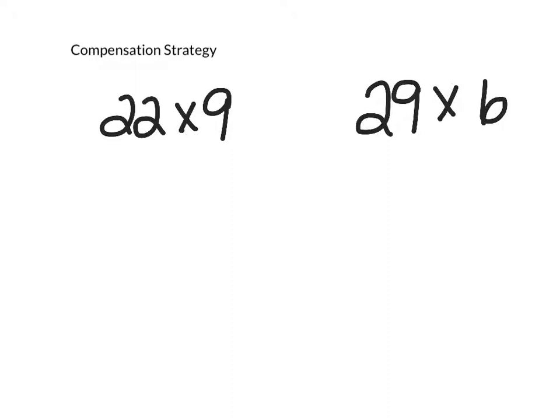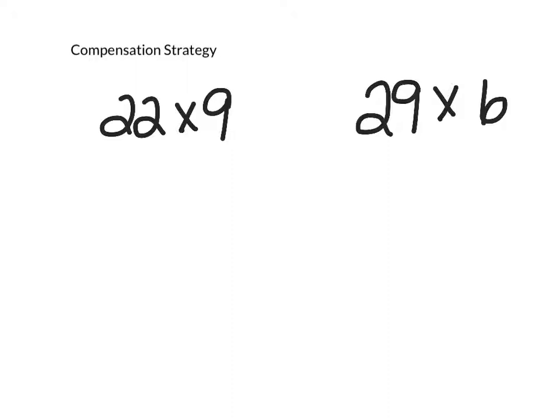The next strategy is one that is not as straightforward for some people, for some students, or even for me. Sometimes it doesn't make quite as much sense as the decomposing one. So let's look at that same problem from before, 22 times 9.